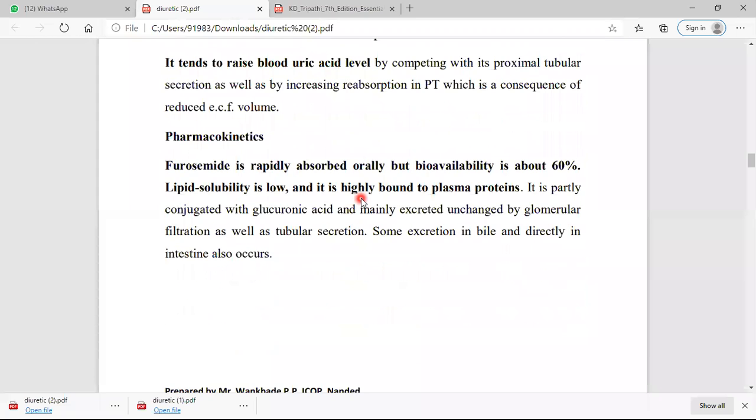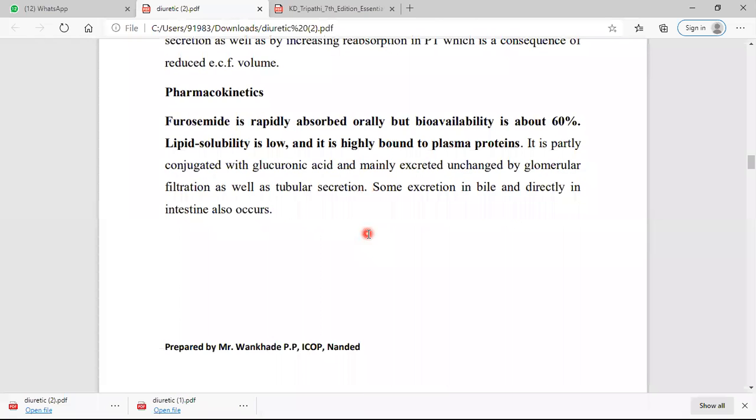Pharmacokinetics: it is readily absorbed orally, bioavailability is 60%, lipid solubility is low, and it is highly bound to plasma protein, conjugated with glucuronic acid, and excreted unchanged by glomerular filtration as well as tubular secretion.